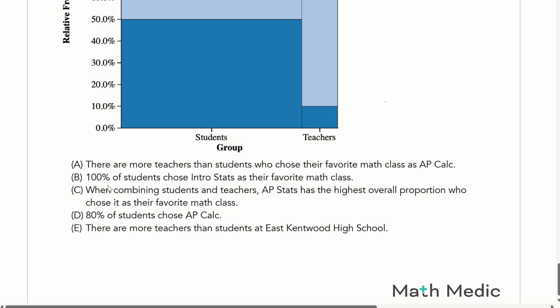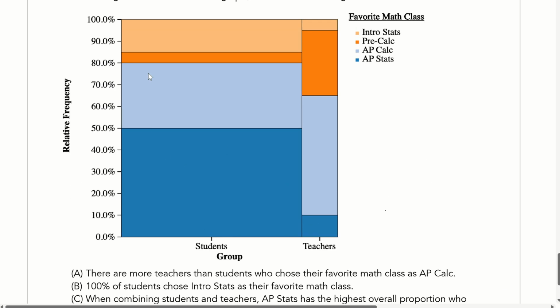Let's do the percentage ones. 100% of students chose intro to stats. Is that true? No. And this is intro stats right here. This is only 15% right here. Let's label all these bars, by the way.